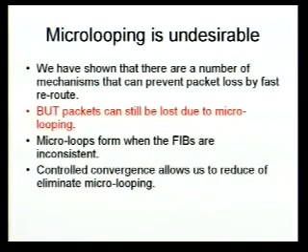So even though we've got these mechanisms to prevent the packet loss by fast reroute, you can still lose packets due to the microlooping. And if you're trying to get to 50 milliseconds or less traffic loss in the event of a failure, that's a problem because these microloops, depending upon implementation, where they are in the network, that sort of thing, can last longer than 50 milliseconds. They form when the FIBs are inconsistent. If you can do controlled convergence, an ordered way of changing from the previous topology to the new topology, it's possible to avoid these.